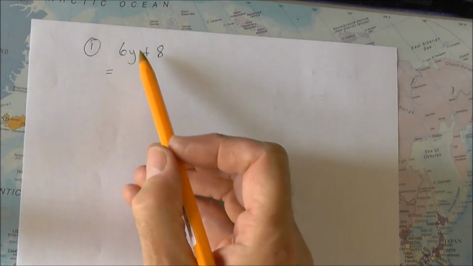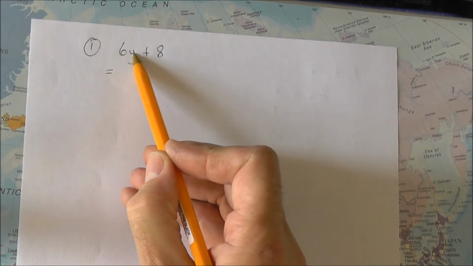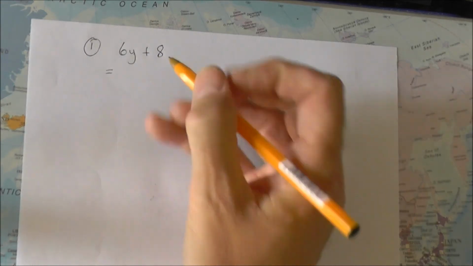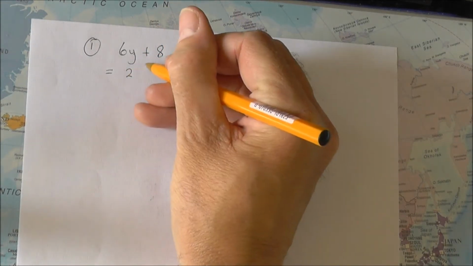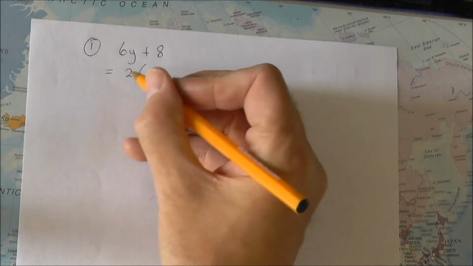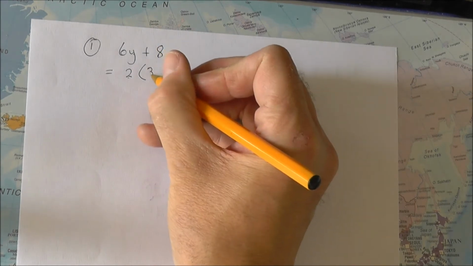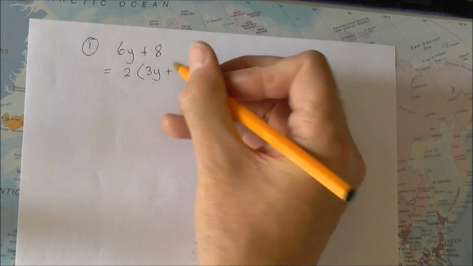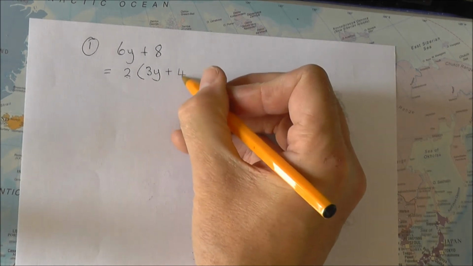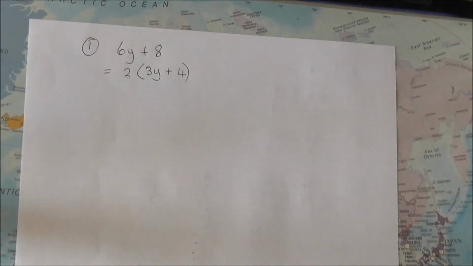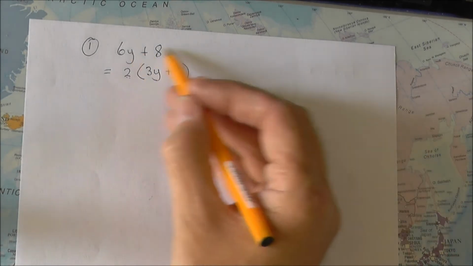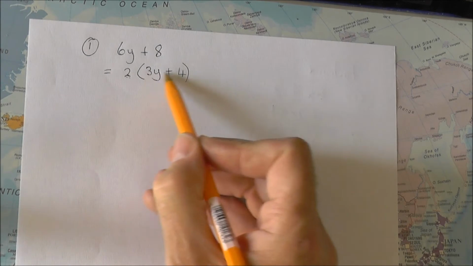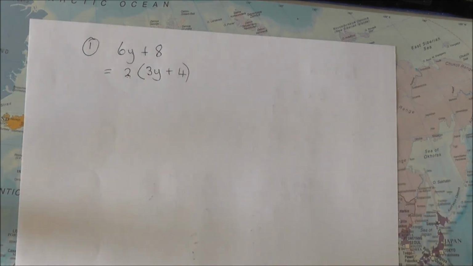You say what's the biggest number you can think of that goes into 6y and also will go into positive 8? The answer to that is 2. So you write down a common factor of 2. 2 times 3y gives you the 6y plus, and then 2 times a 4 will give you the 8. And there's the end of that question. Nice and easy. And that'll be worth 2 marks in the exam. You get 1 mark for the common factor and 1 mark for the bracket being correct.